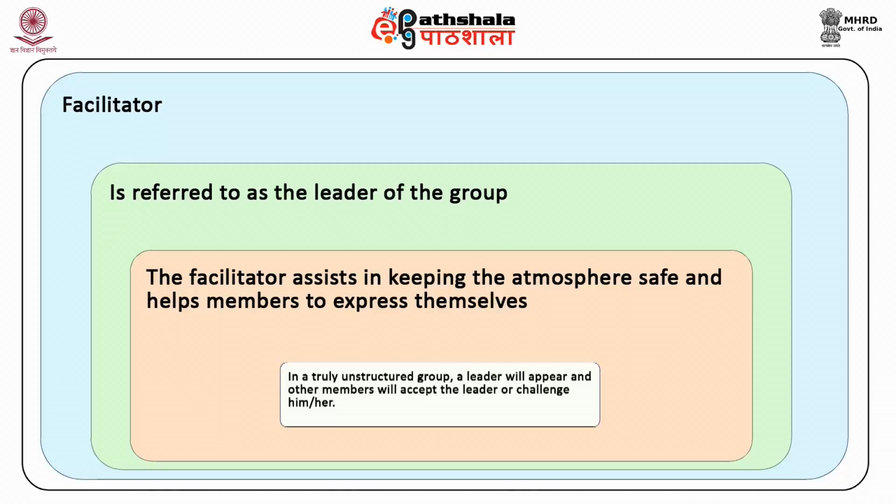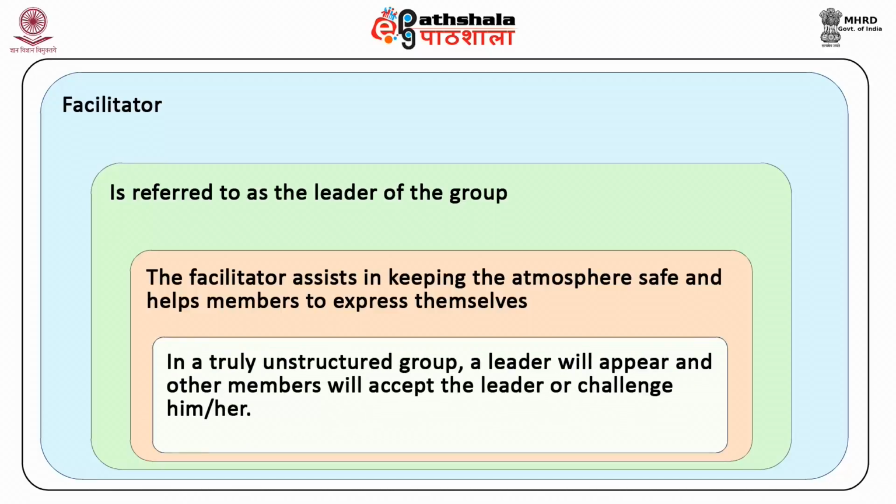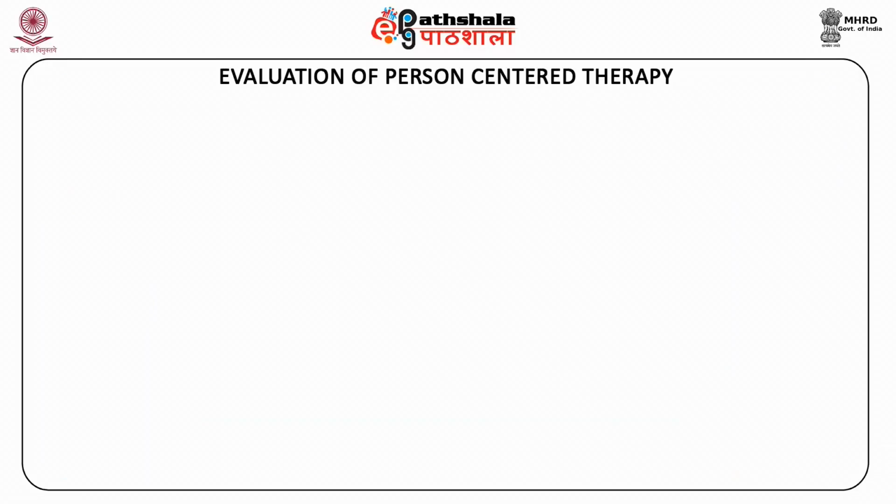harm others. In a truly unstructured group, a leader will appear and other members will accept the leader or challenge him. People will project their issues onto one another, and if the group is truly sensitive, these transferences can be used to explore inner dynamics.